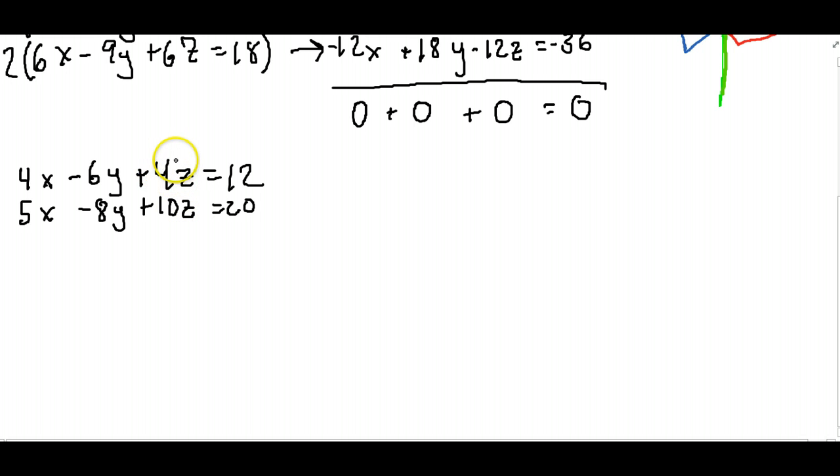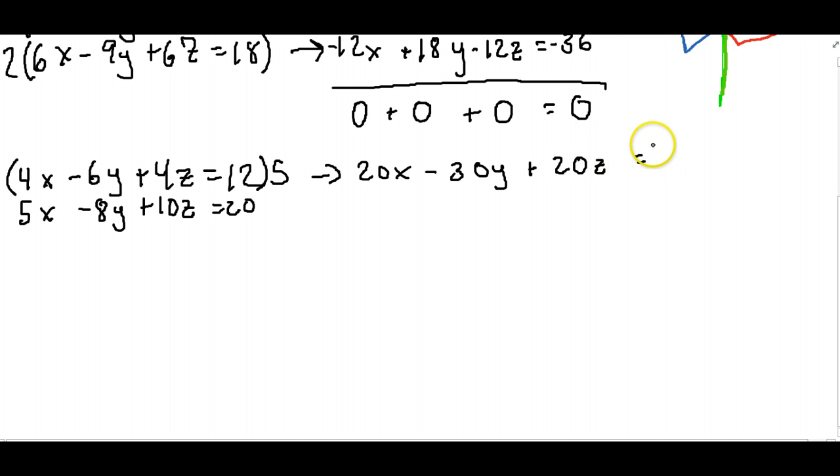So 4 goes into 20 5 times, 10 goes into 20 2 times. So we'll multiply our first equation by 5, and what we get is 20x minus 30y plus 20z equals 60.